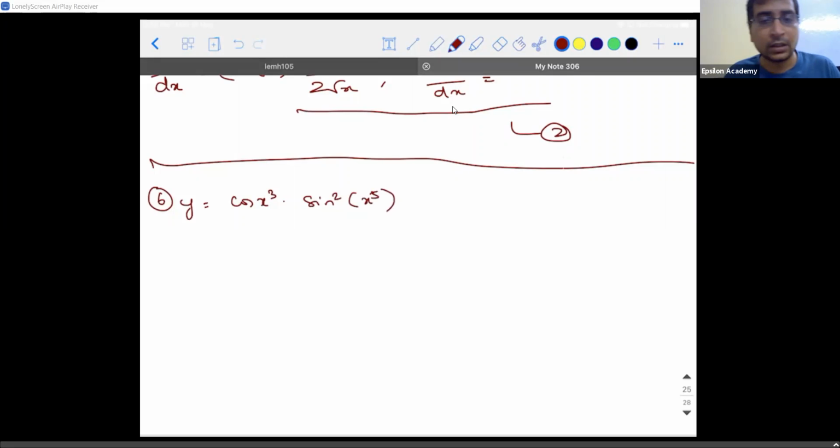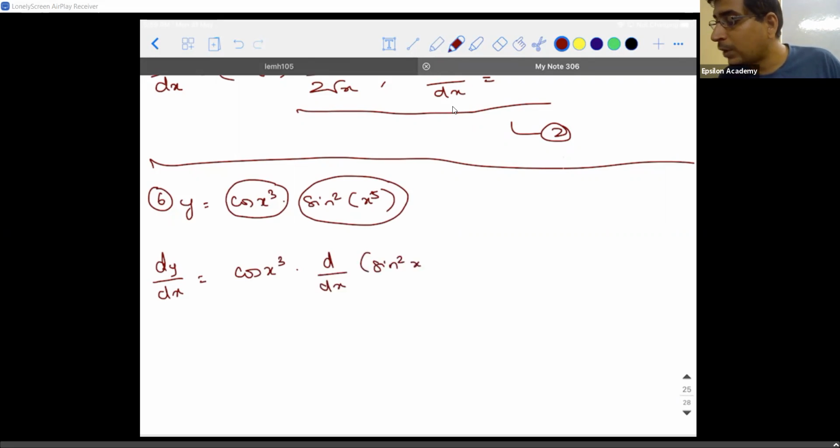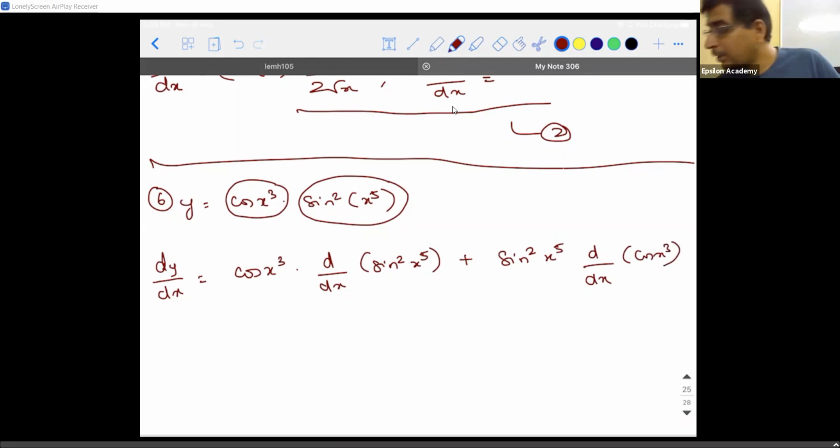This is what I remember seeing. Correct? Cos of x cube into sine square of x power 5. See, this is a composite function separately, and this is a composite function separately. And the product of two composite functions is existing here. So dy by dx is cos of x cube into d by dx of sine square of x power 5 plus sine square of x power 5 into d by dx of cos x cube. Correct? Let me call this 1.